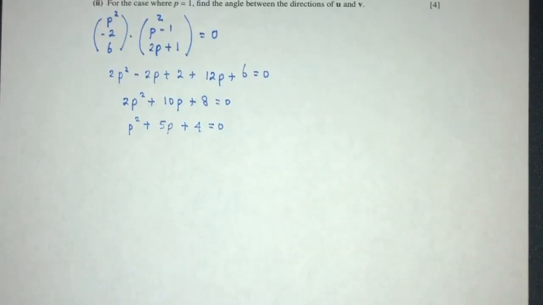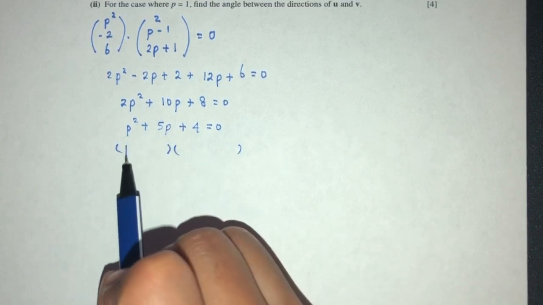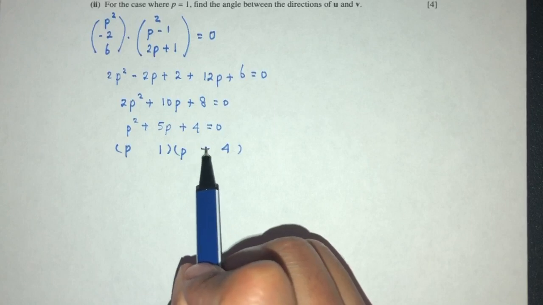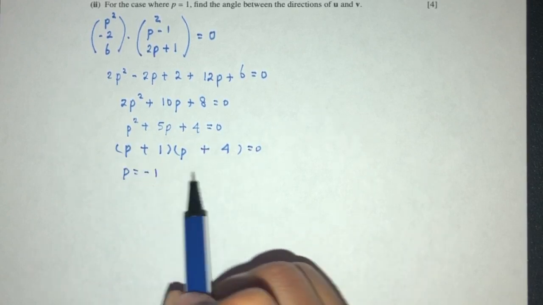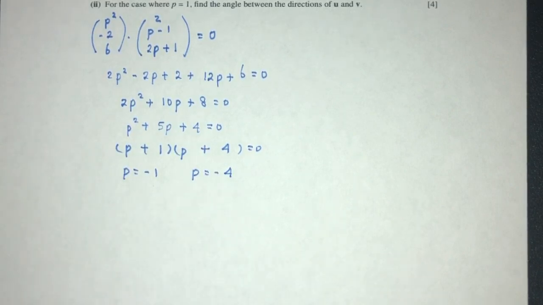Now we have a quadratic equation. We can factorize to see what happens. p squared is p times p, 4 is 4 times 1. To get plus 5, we have to have plus 4 plus 1. So p can be minus 1 or p can be the value of minus 4. So this is part 1, for the values of p, two values, minus 1 and minus 4.